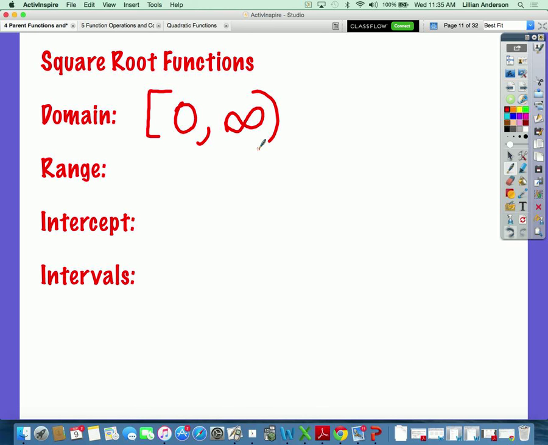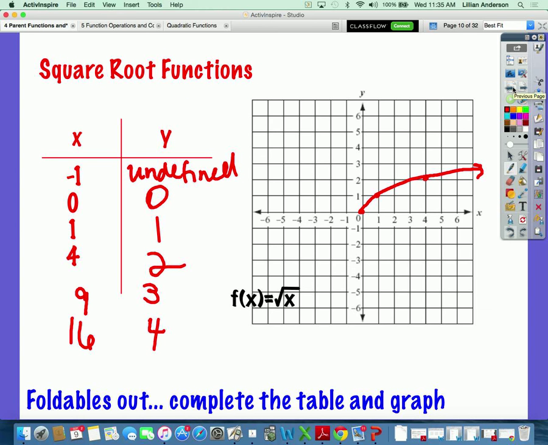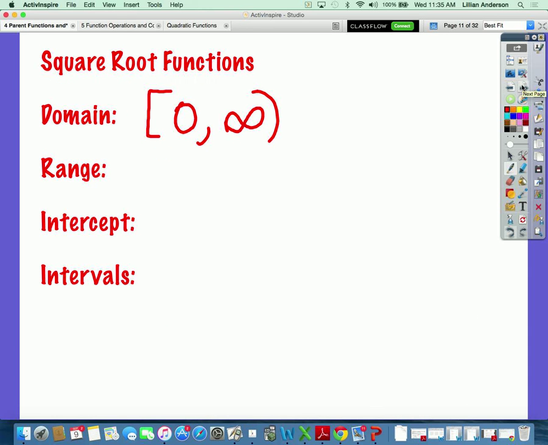What about the range? Think about it. Range relates to which coordinate axis? The Y. Look at your Y. At 9, we're at 3, and at 16, we're at 4, and at 25, we're at 5, and at 36, we'll be at 6. It's going to keep on going up and up. There are no negative y's at all in our range.